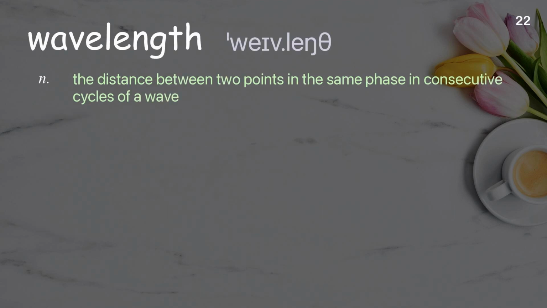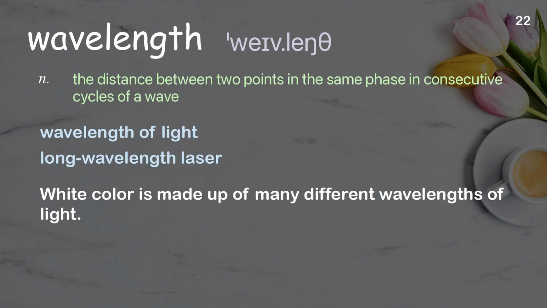Wavelength. The distance between 2 points in the same phase in consecutive cycles of a wave. Examples: Wavelength of light. Long wavelength laser. White color is made up of many different wavelengths of light.